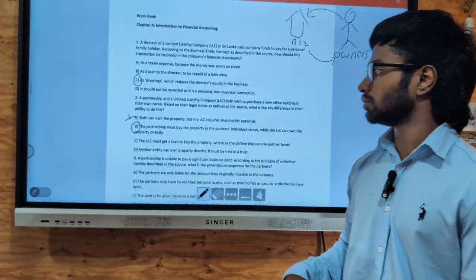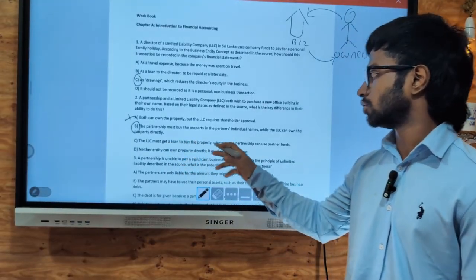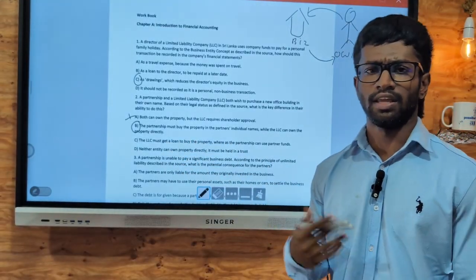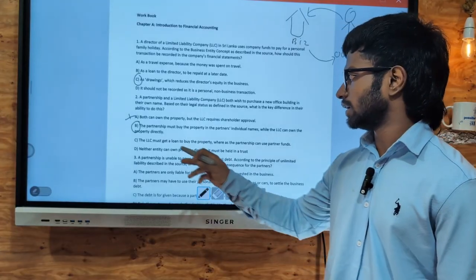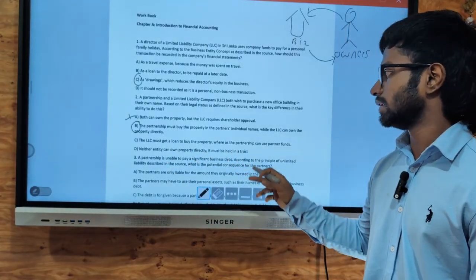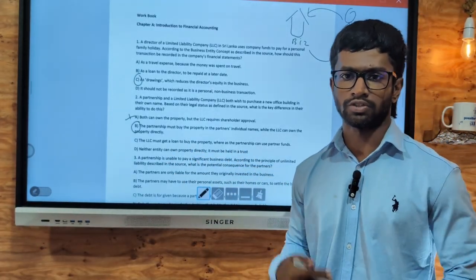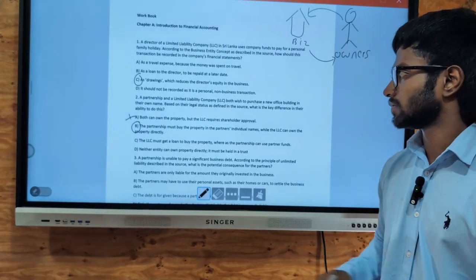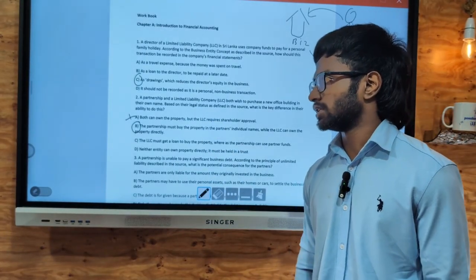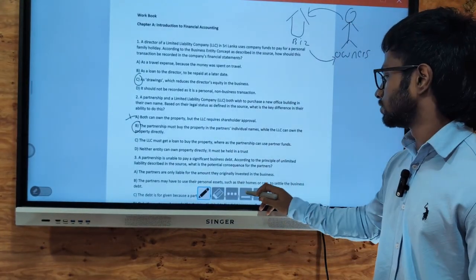We'll check the other two as well. The limited liability company must get a loan to buy the property. There's nothing like that. They can use their own funds as well. Then neither can own property directly, it must be held in a trust. There's nothing mentioned like that. So anyone can purchase the property. So here the answer is B. We'll go to the next part.